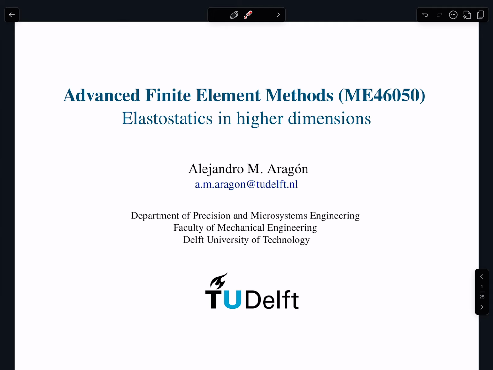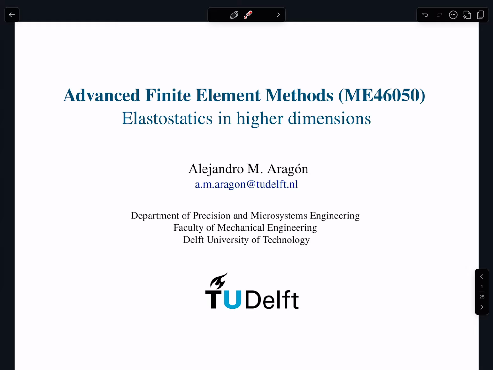So today we will start looking at elastostatics in higher dimensions. If you recall, we did elastostatics in 1D, right? But before going to higher dimensions, we started with the heat conduction problem because heat conduction is a friendlier problem. You go to higher dimensions while the field is still a scalar field. So in the end, in the discretization, you're solving for 1 degree of freedom per node in the finite element formulation.